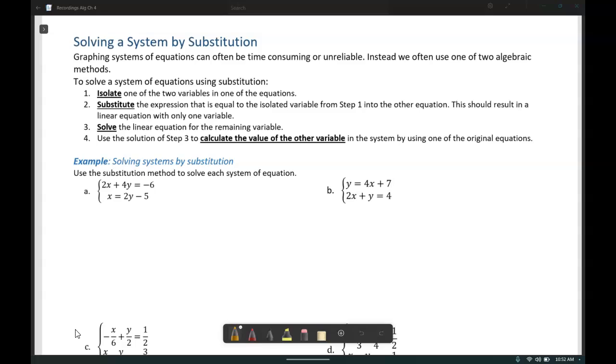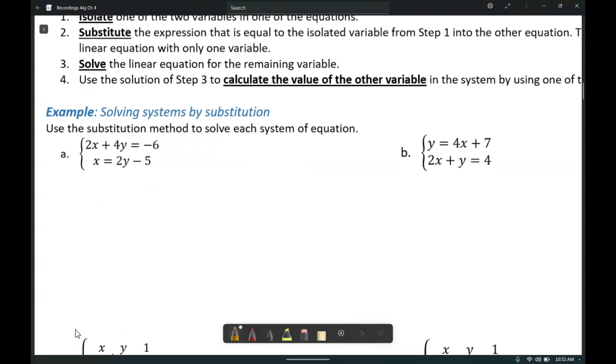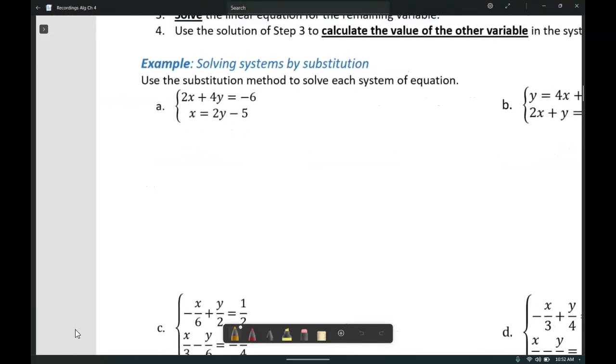And again, our solution is an ordered pair, so we need to make sure that we write the solution as such. So when we look at our first example, we see that the x variable is already isolated. So since x is isolated, and again, we're looking for where the equations equal each other, if x on one line equals 2y minus 5, then x on the other line also equals 2y minus 5. So we can go ahead and substitute 2y minus 5 into our other equation for x.